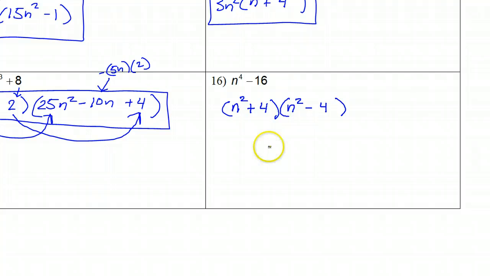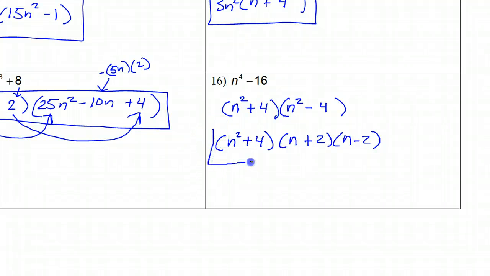Now a common mistake would be to stop right here, but that would be a bad idea because one of these can factor more. Not both, but one of them can. The n squared plus 4 cannot factor any further, so we will just bring that down. N squared plus 4. Sum of two squares cannot be factored. This, on the other hand, can be factored more. So we will do n plus 2 times n minus 2. And this will be the final answer right here.